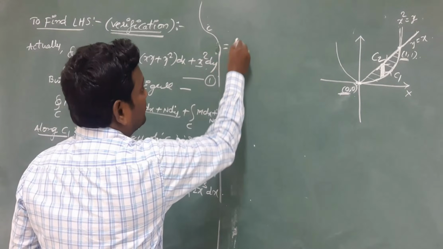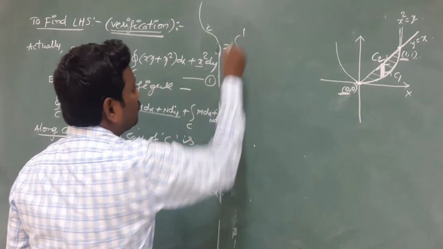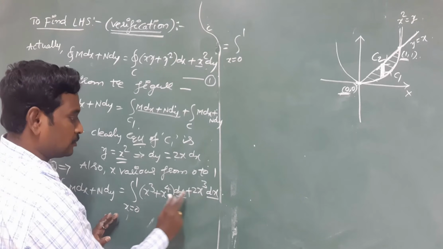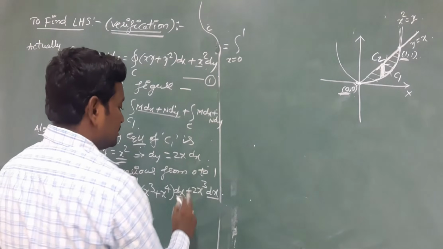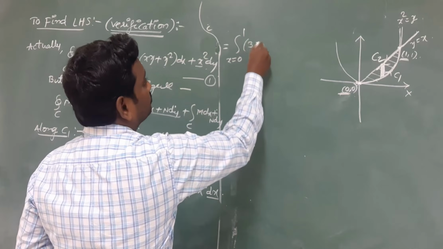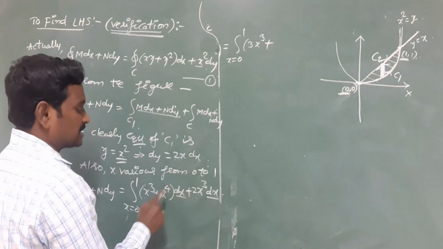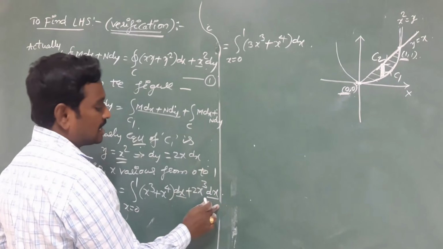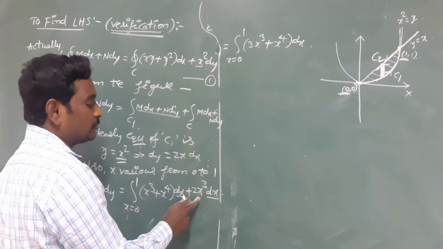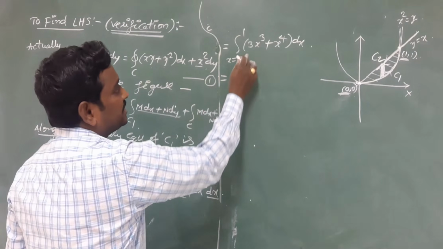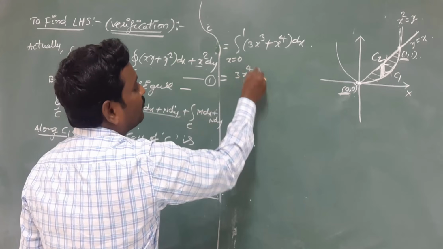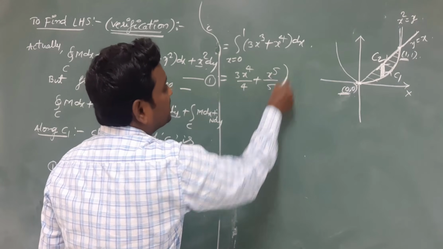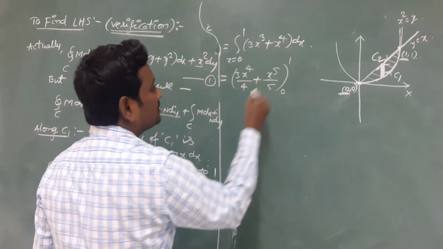So this integral becomes the integral from x equals 0 to 1. We observe that dx is the common term, so x cube plus 2x cube is 3x cube, plus the remaining term, x power 4, whole into dx. In both parts dx is the common term, that's why you add x cube and 2x cube to get 3x cube. What is the integration of 3x cube? 3x power 4 by 4. What is the integration of x power 4? Very simple integrations. x power 5 by 5 within the limits 0 to 1.